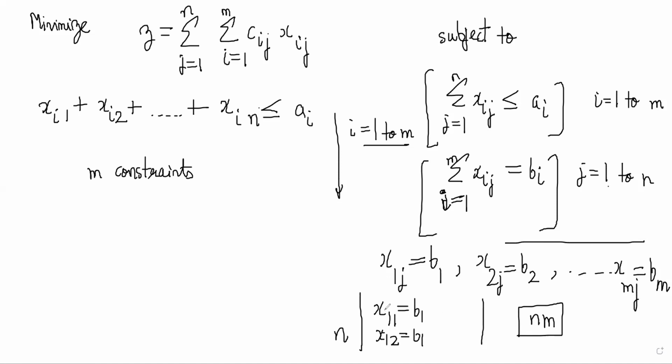nm constraints are coming here, and here there are m constraints. Are there some common ones or something? That is what you have to think of. Wait 1 second. x12 is equal to b1, x11 is equal to b1. Basically, it's like saying all of these x11, 1j is b1.